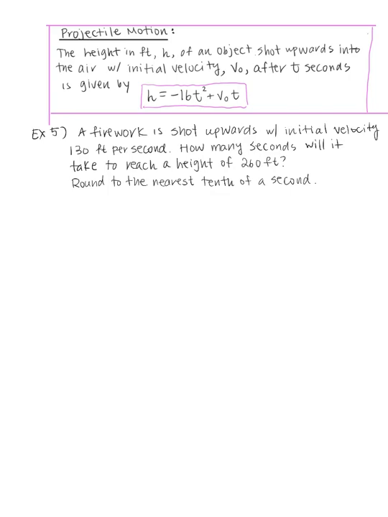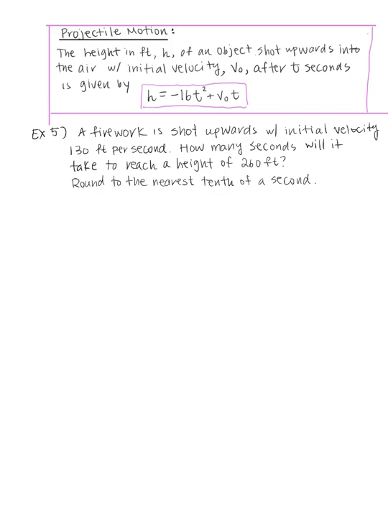Now let's take a look at example 5. A firework is shot upwards with an initial velocity of 130 feet per second. How many seconds will it take to reach a height of 260 feet? Round to the nearest tenth of a second.